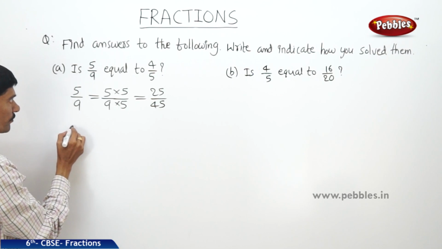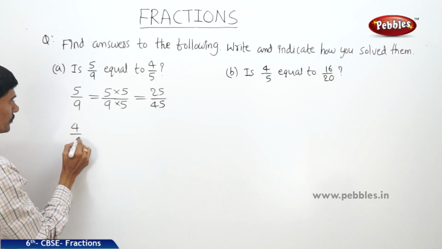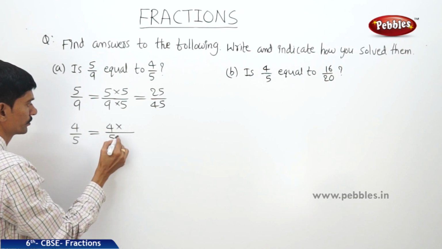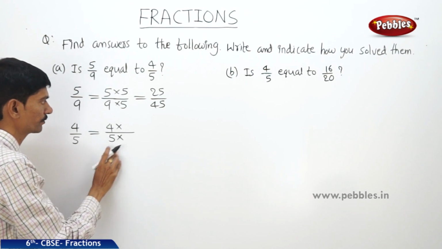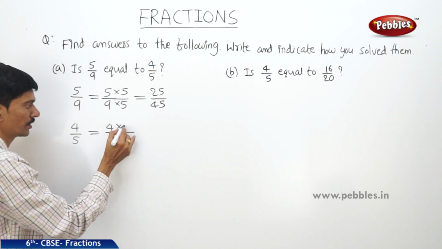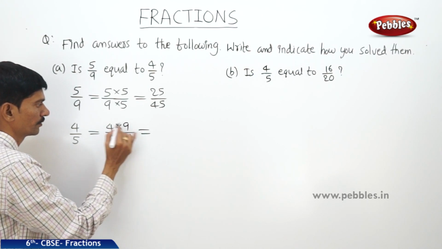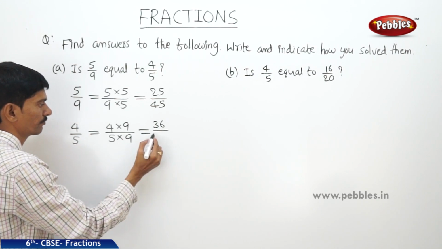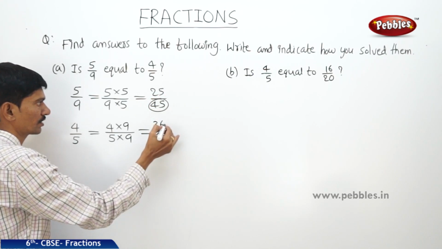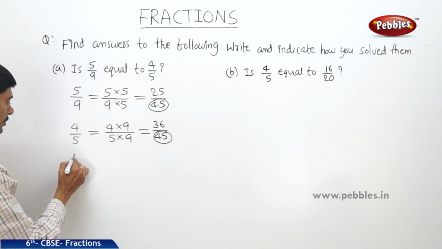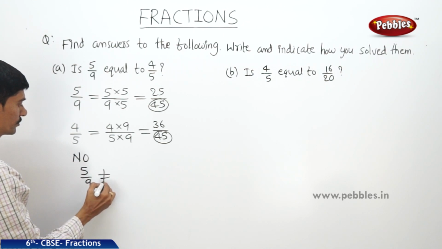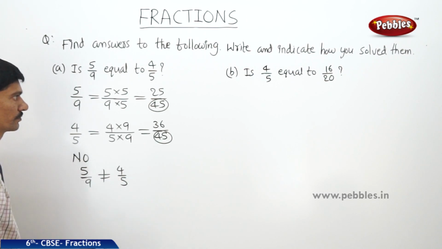Then 4 by 5 equals 4 by 5 into, to make the denominator 45, 5 should be multiplied by 9. So the numerator also is multiplied by 9. So then we get 4 9s are 36 by 5 9s are 45. So both the denominators are equal but numerators are not equal. So we can say that no, 5 by 9 is not equal to 4 by 5.